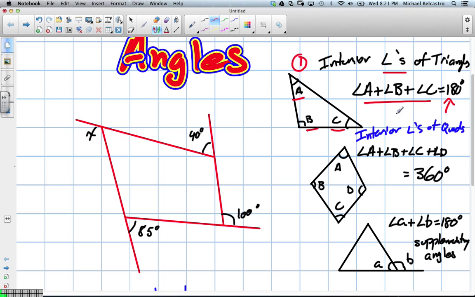Interior angles of a quad, I wrote quads as in quadrilateral. So that means a four-sided shape. You take all four angles, A, B, C, and D, and when you add them together, your number is a little larger. It's 360. So that's our second rule.